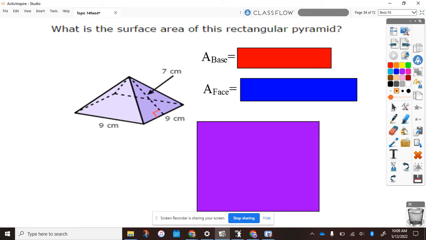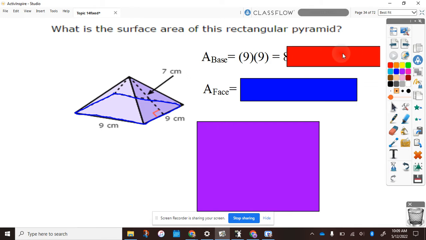Okay, total surface area is going to be all of the area of the base. Let me outline our base in blue right here. You can see that our base is a 9 by 9 square. So if we're looking for the area of the base, it's just 9 times 9, 81 square centimeters.